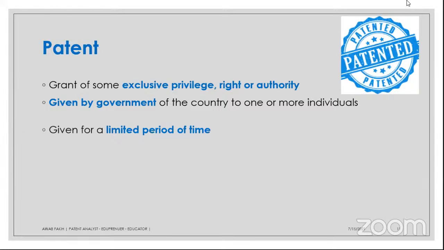So it is given for a limited period of time, right? When I say a limited period of time, can you say what the limited period of time for a patent was? Yes, the time period for the patent is 20 years. Once we complete 20 years, anyone can use it hereafter. So the inventor has a monopoly right for 20 years, where he can sell, import or use his invention according to his own choice, right?